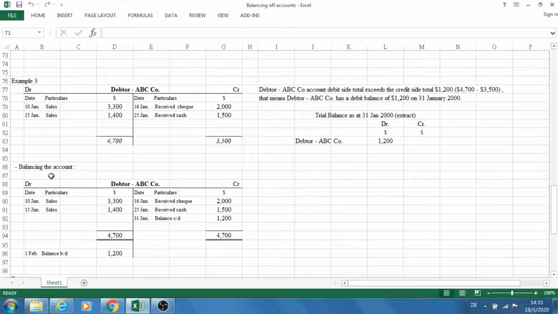To balance off the account, write down the difference of 1,200 on the shorter side of the account to make the two sides equal. Then bring down the balance of 1,200 on the opposite side of the account on the next accounting period. Here on 1st February, debtor ABC company has a debit balance of 1,200 brought down.